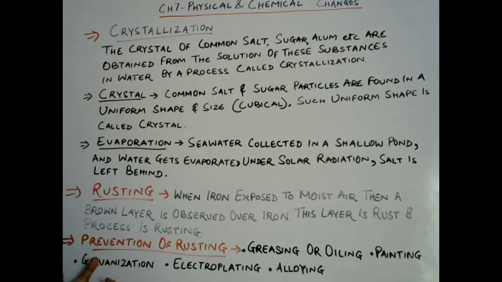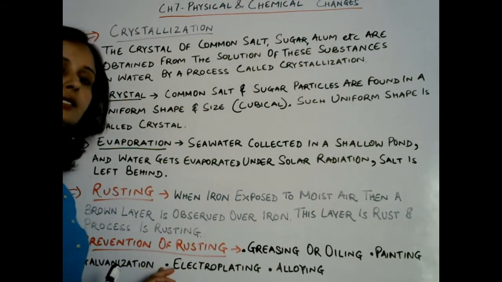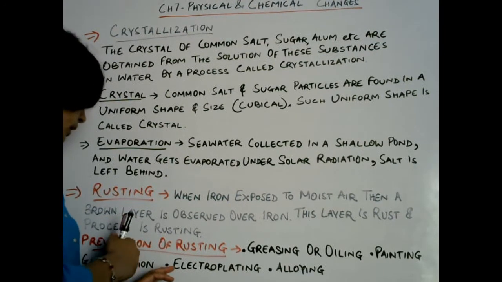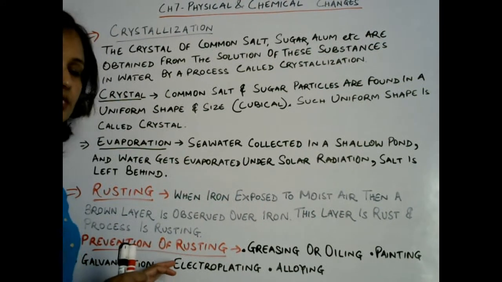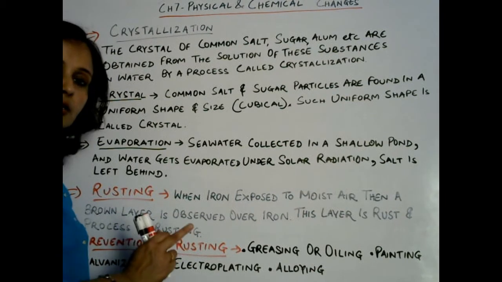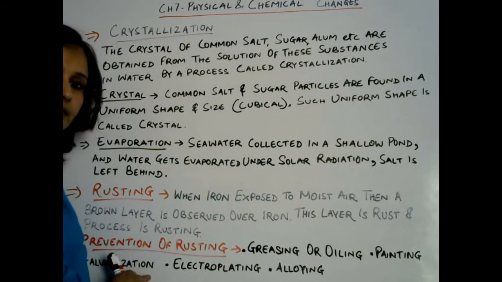Next one is galvanization. Galvanization is a process of depositing zinc over an iron object, by dipping it in a solution of zinc. So again a layer of zinc is formed over the iron object, and there will be disconnection between iron and moisture, so it will prevent rusting.